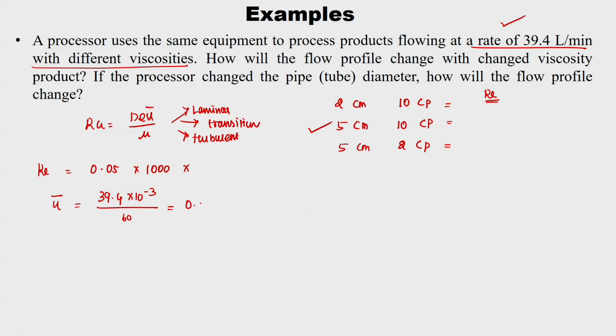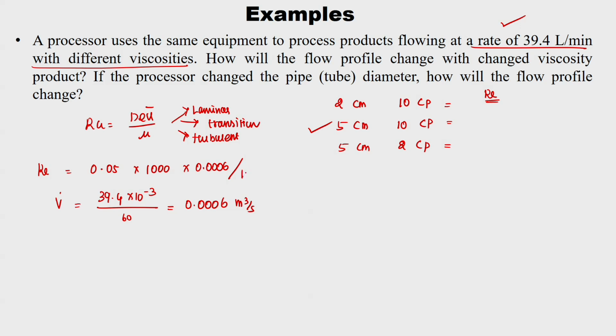So, what you get is 0.006 meter cube per second. So, I have converted just 39.4 liter per minute into meter cube per second. I am still keeping it as a volumetric flow rate only. So, when I calculate Reynolds number, I will substitute the volumetric flow rate as it is, because my diameter is changing. So, I am going to keep it the same like that only.